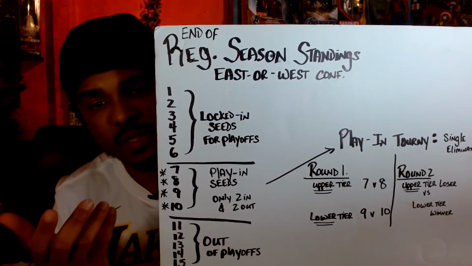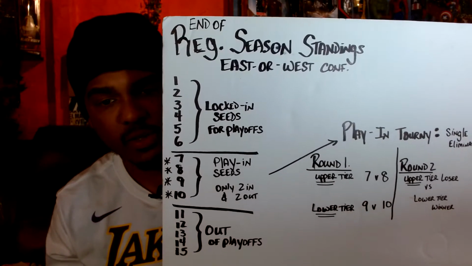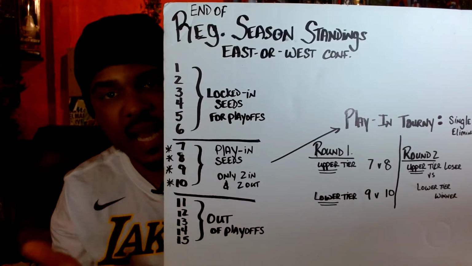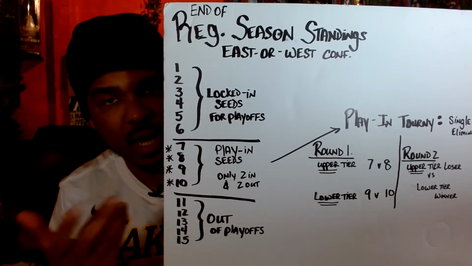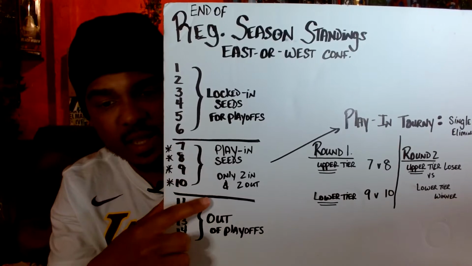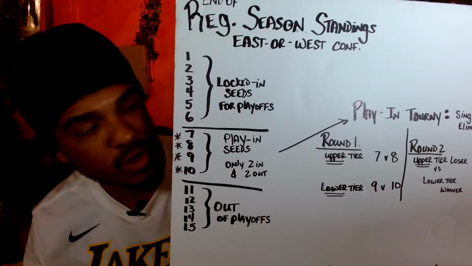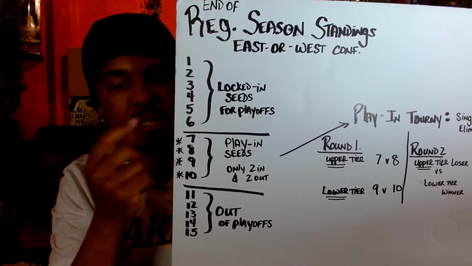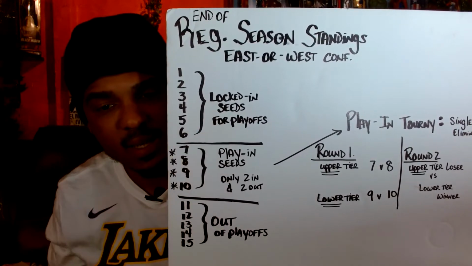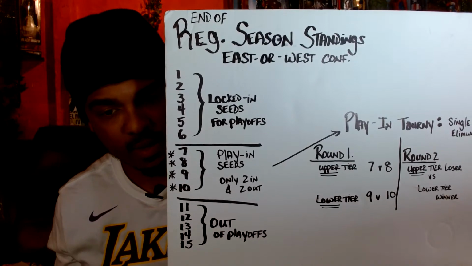So the end of the regular season standings, choose a conference, East or West. It's going to obviously apply to both. So if you're looking at, let's say you go to ESPN.com and you see the standings of either conference, it's going to have a 1 through 6, and then a line, 7 and 8, and then another line. I've added some asterisks and some wording here, but the lines mean that by the end of the regular season, whoever's 1 through 6 is locked in for those positions for the playoffs.